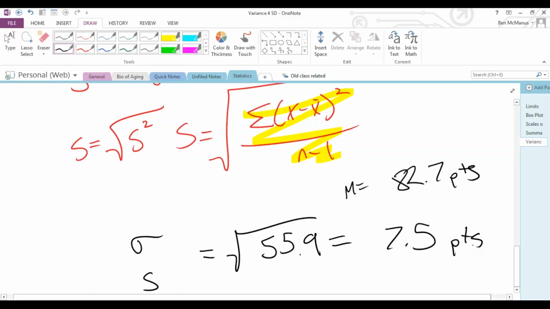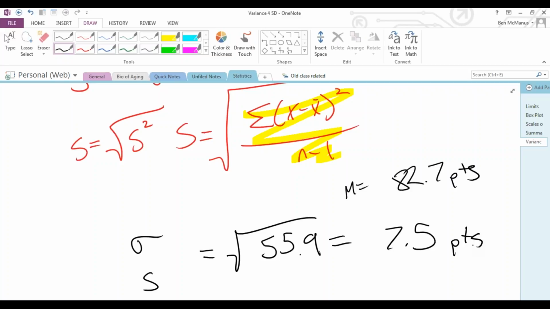They all scored sort of within that range, anywhere from 82.7, 7 or 8 less than that, or 7 or 8 higher than that. Most people fell within that area. So that's how you get the variance and the standard deviation.